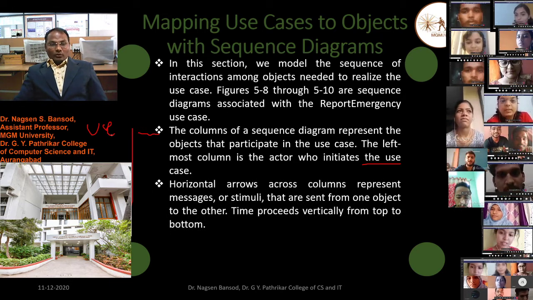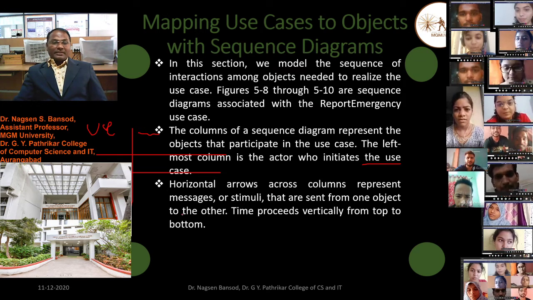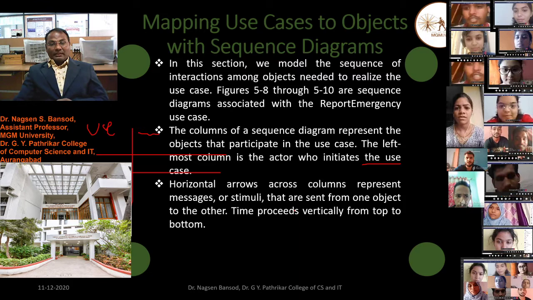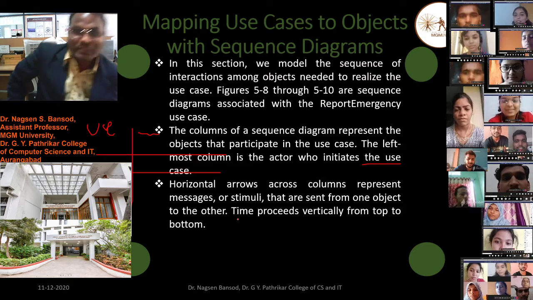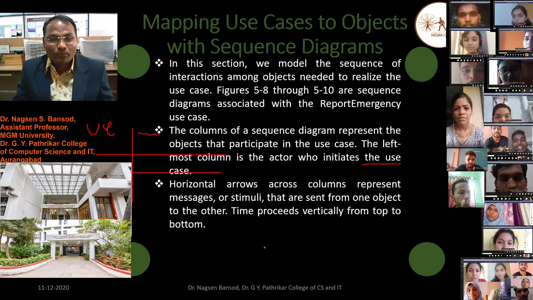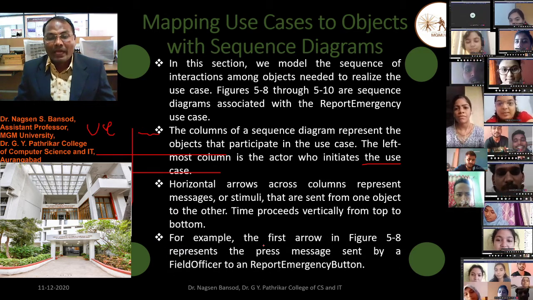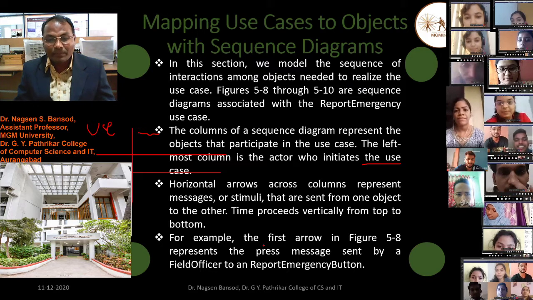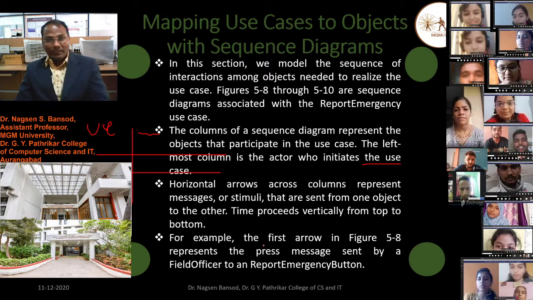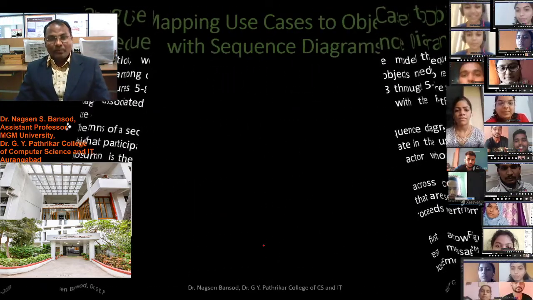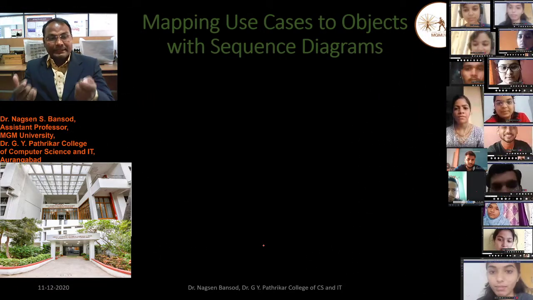There are horizontal rows, and these horizontal rows across the columns represent the messages or stimuli that are sent from one object to another. Time proceeds vertically from top to bottom. For example, the first arrow in figure 5.8 represents the press message sent by the field officer to the report emergency button. Mapping means drawing the relationship between objects and entities.